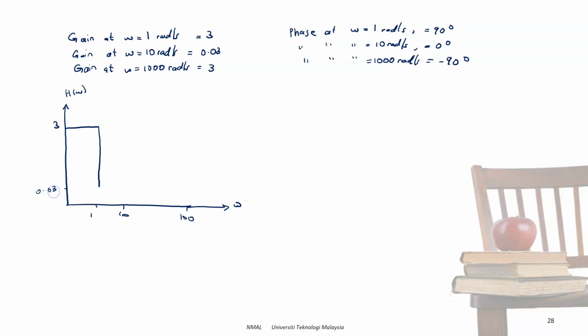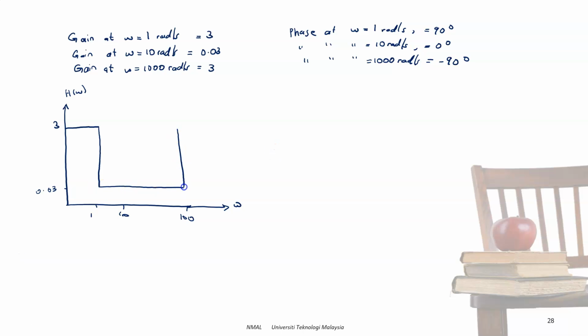Okay, this is just a sketch, so you do not need to be really accurate in terms of the scale. And then at 1000, it will go to 3 again. Okay, so sorry, this is not accurate. Make a better straight line.